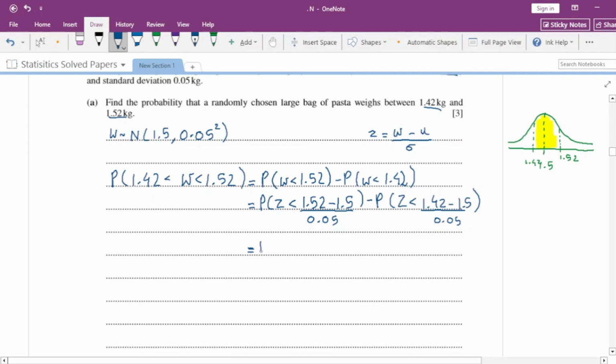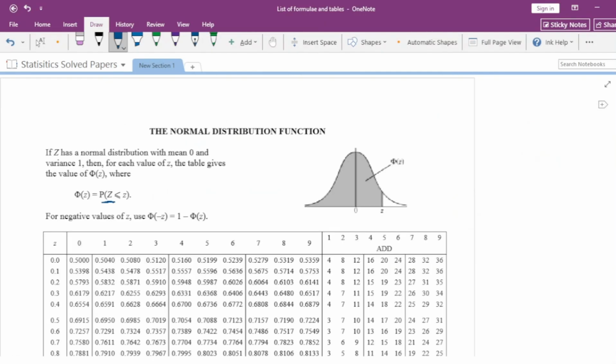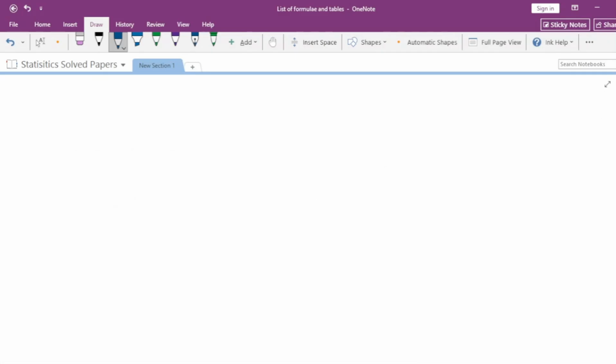And this will simplify to 0.4. Forgot to mention Z: probability of Z is less than 0.4 minus probability of Z being less than minus 1.6. Now we have gotten this into the Z probability. We can rewrite this using the phi, which is just another fancy way of showing that we're going to be using this table. So it's a much cleaner way of using this same notation.